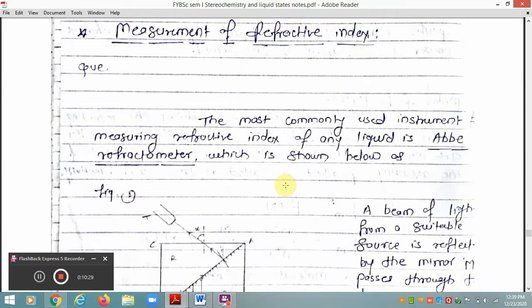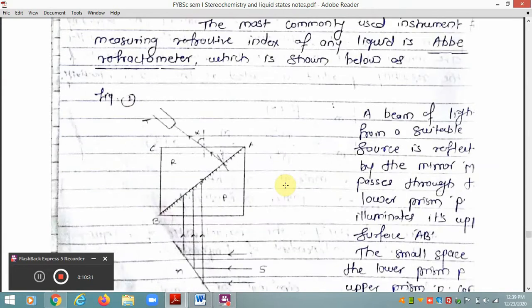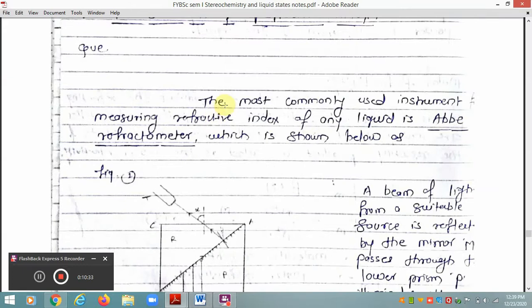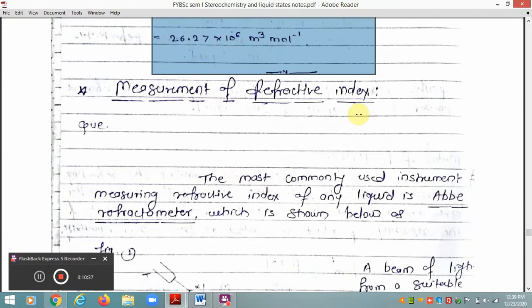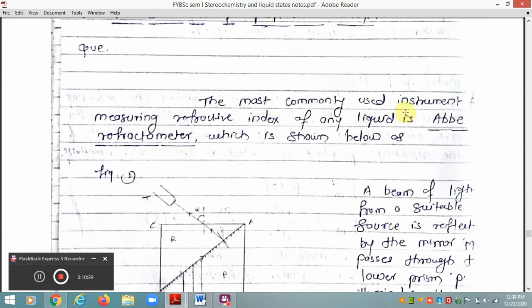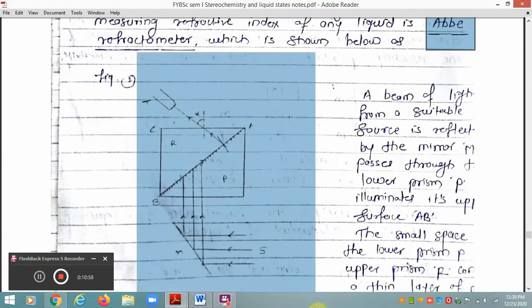How this refractive index is measured, that is also important. The most commonly used instrument for the measurement of refractive index of any liquid is the Abbe refractometer. So this is the instrument which is used for the measurement of refractive index of the given liquid, called the Abbe refractometer, which is shown here. I hope you can understand.